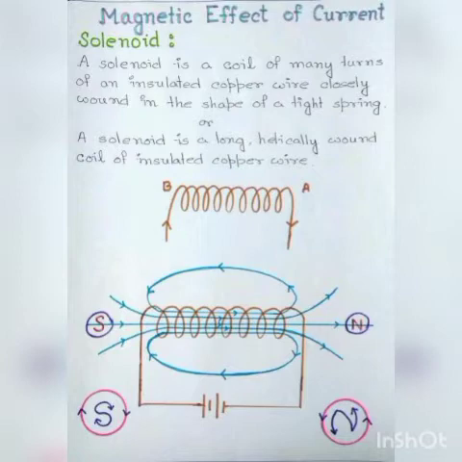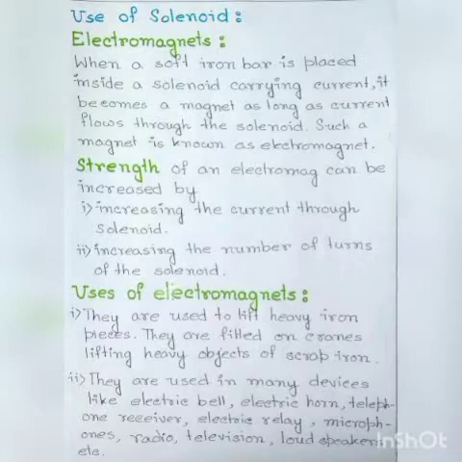Then, magnetic field lines inside the solenoid are from S to N pole, and outside the solenoid these lines of force are from north to south pole. So inside it is from south to north and outside it is from north to south pole. And the last point is the magnetic field of the solenoid resembles the magnetic field of the bar magnet. Next we will discuss the use of solenoid.